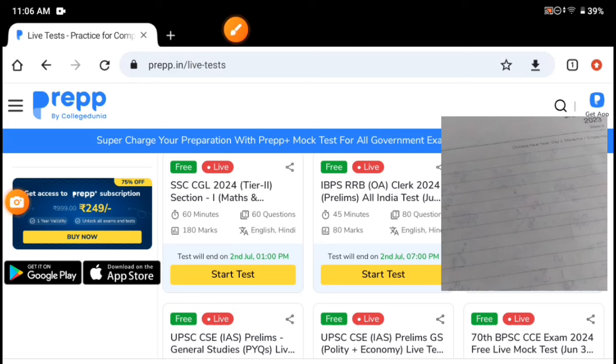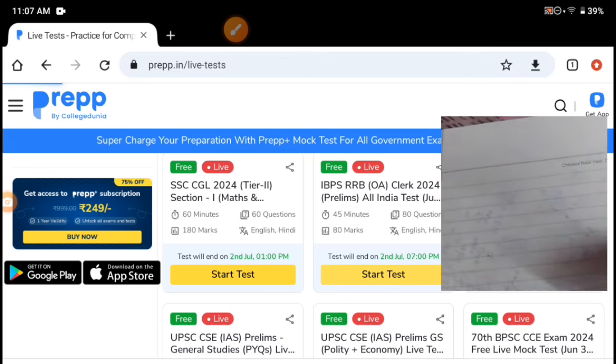Today I'm attempting the IBPS RRB Office Assistant Clerk 2024 Prelims All India Live Test in the Prepp app. This test is available from 30th June and it will end on 2nd July. So please attempt this mock test and share your score in my comment section.